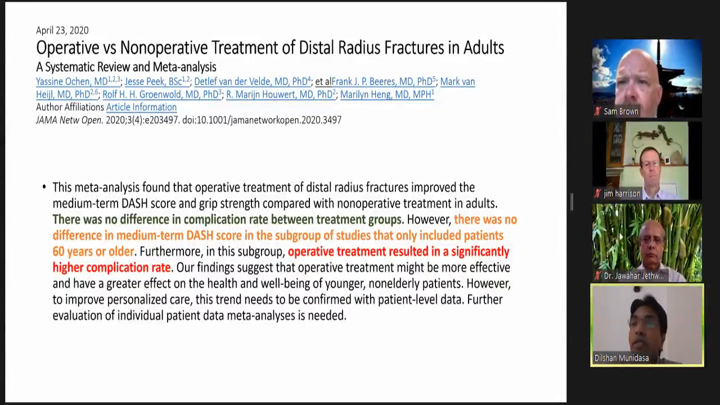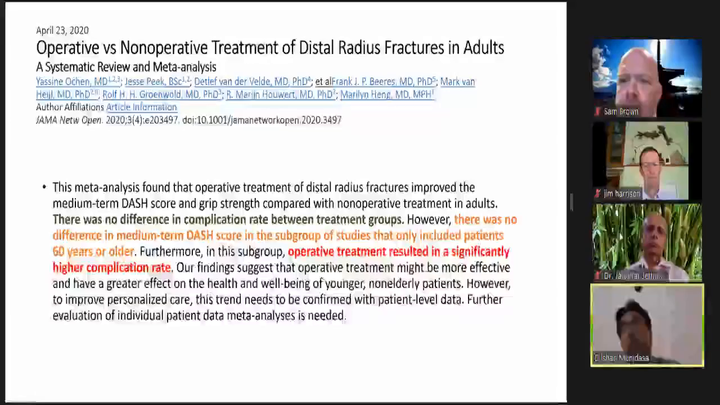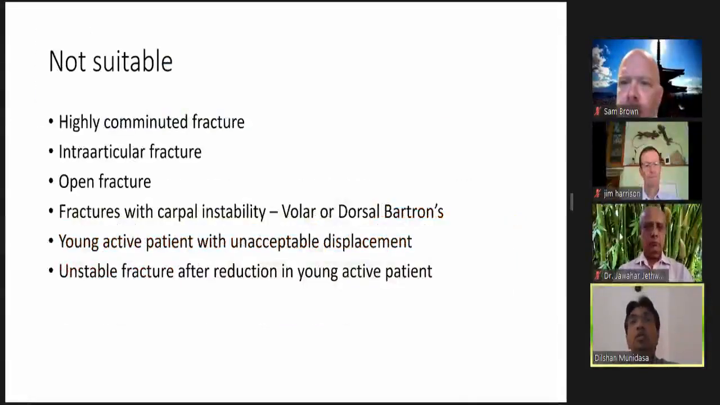Also, it has been shown that operative treatment resulted in higher complications in this older age group. So, actually speaking, casting is very important because we have a strong case for the non-operative management of distal radial fracture.